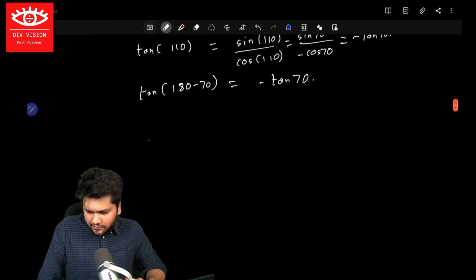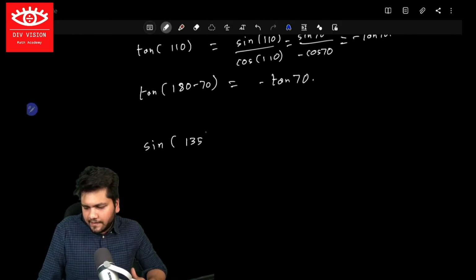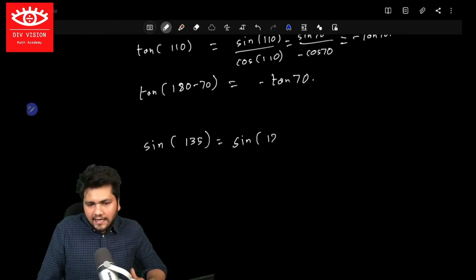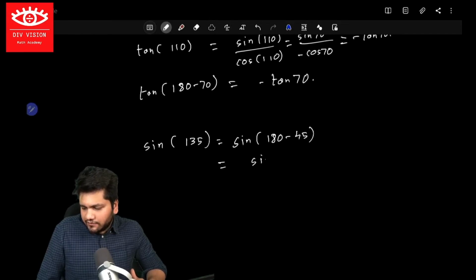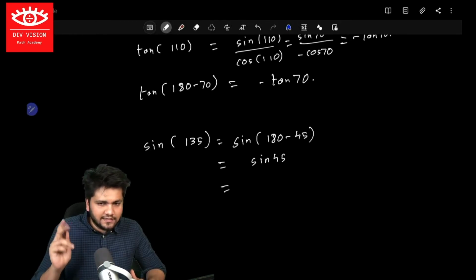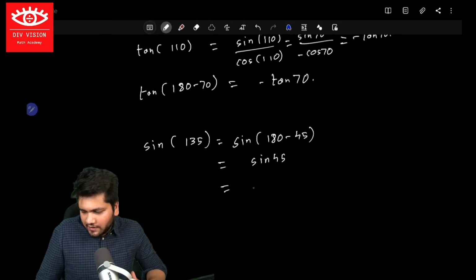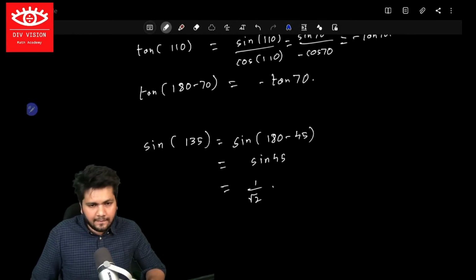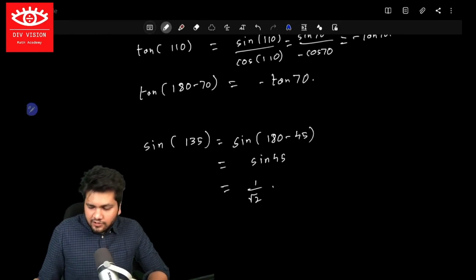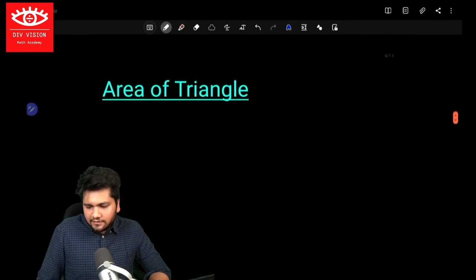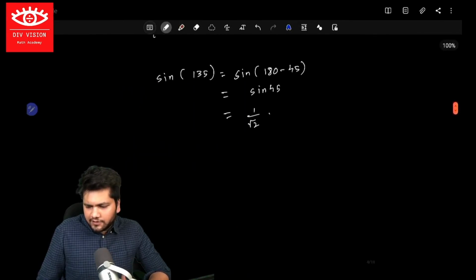So let's take one more example: sine of 135. Now sine of 135 is nothing but sine of 180 minus 45, which is nothing but sine 45. And it will stay positive because it's sine. Sine will stay positive in the second quadrant, cos will stay negative in the second quadrant. So this is going to be 1 by root 2. That's it. Okay, so this was all about sine and obtuse angles.